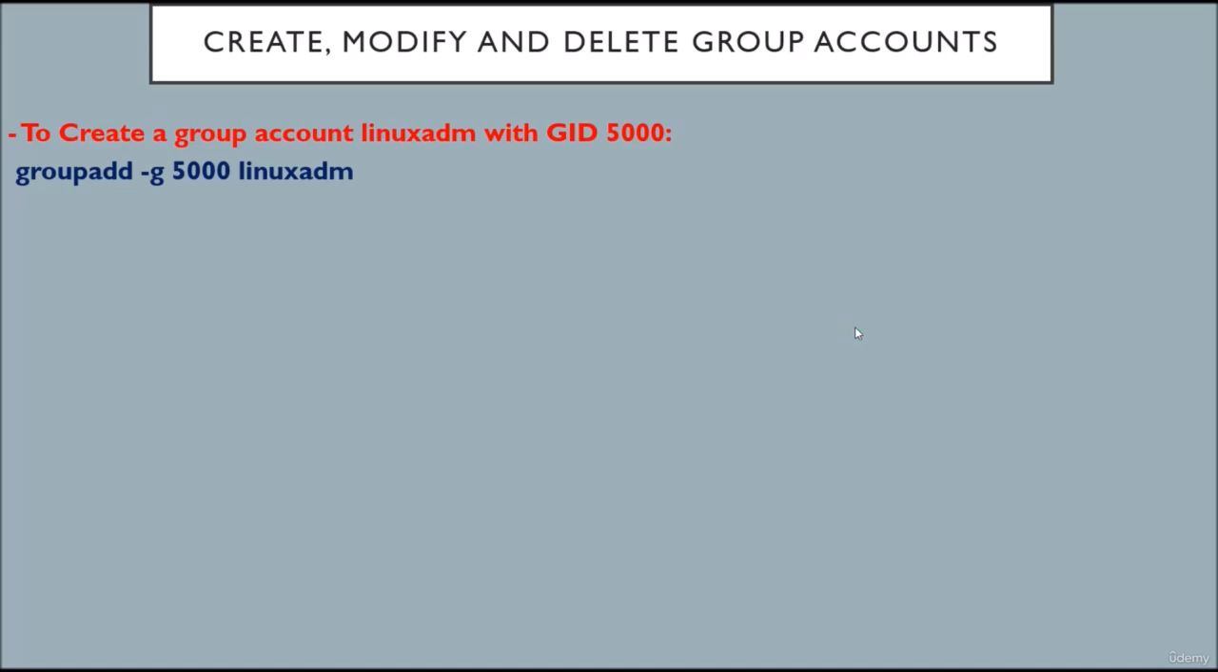In this lecture, we will learn how to create, modify, and delete group accounts. To create a group account Linux ADM with group ID of 5000, we can run groupadd command with -g option. Let's look at these practical examples through the terminal to see how we can accomplish these.